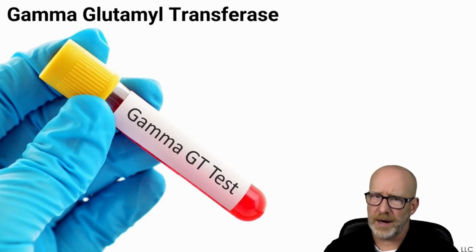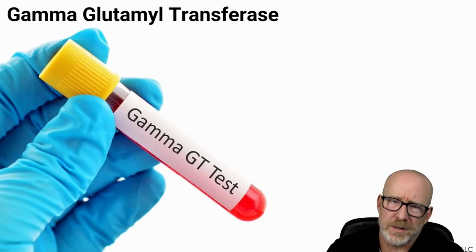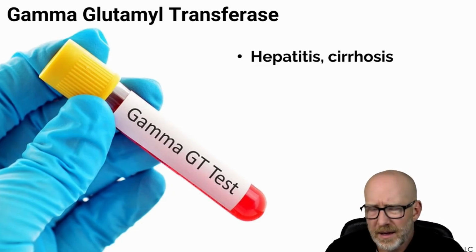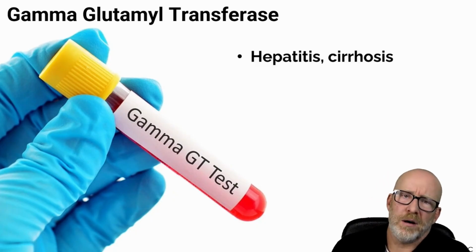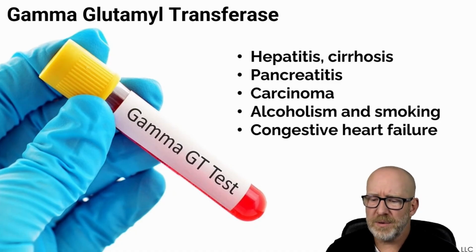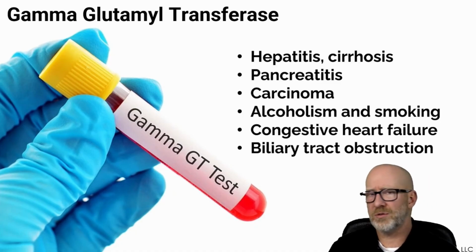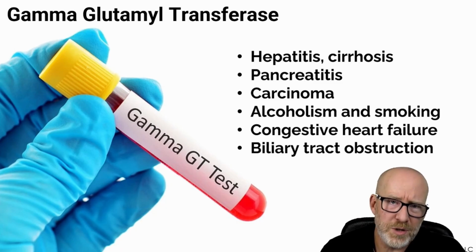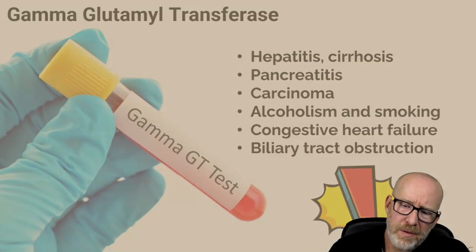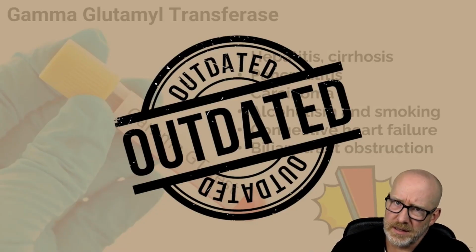Now, if you're conventionally trained as a medical doctor, physician's assistant, nurse practitioner, or dietitian, then why is GGT sometimes high? You'll hear things like liver issues, biliary tract issues, alcoholism. So hepatitis, cirrhosis, pancreatitis, carcinoma, usually of the liver, alcoholism, maybe smoking, congestive heart failure, biliary tract obstruction. Those are the things that we normally think about when GGT is high, and those are all very significant, serious conditions. But that information is outdated when you look at the scientific literature.